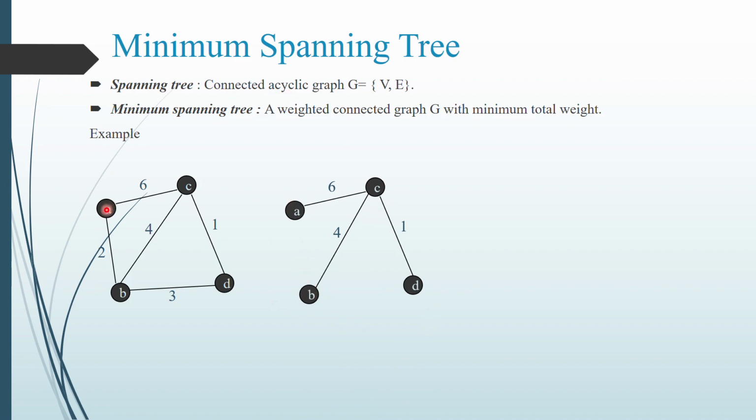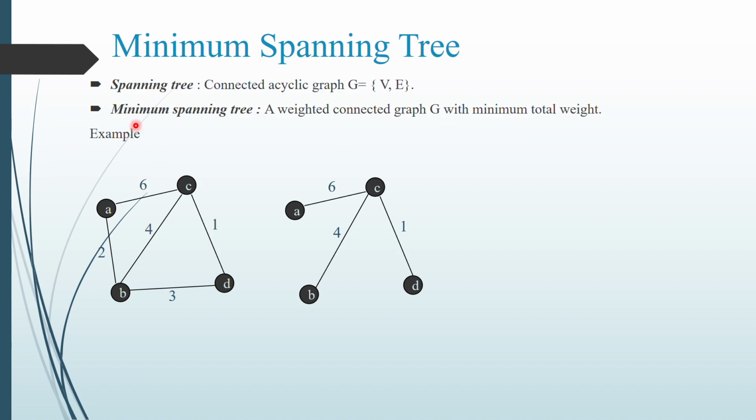For example, in this graph A to C, C to B and B to A, a cycle is there. Then it is not a spanning tree. But in this graph there is no cycle, so you can call this one a spanning tree. So a spanning tree must be a connected and acyclic graph.